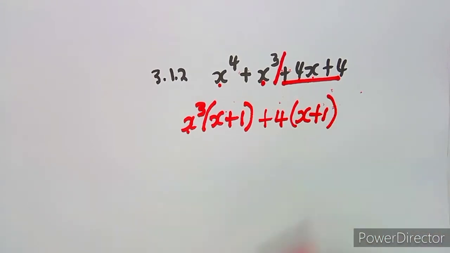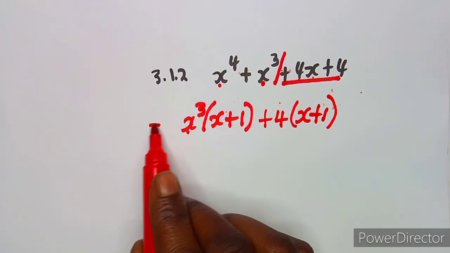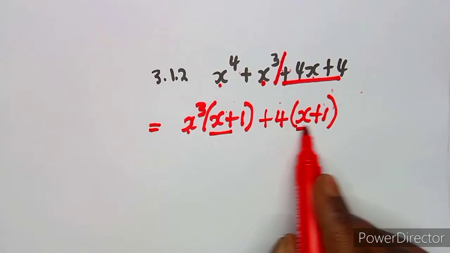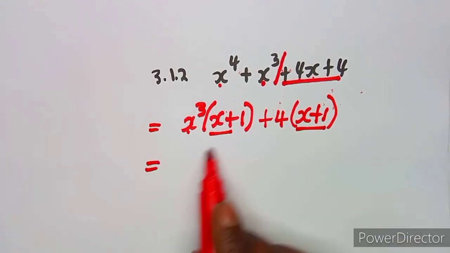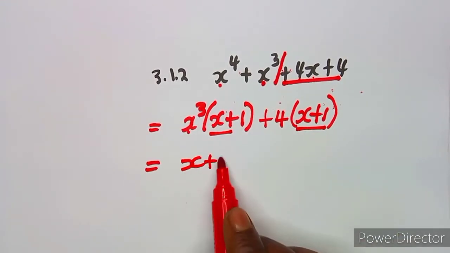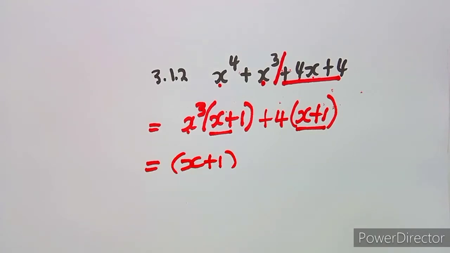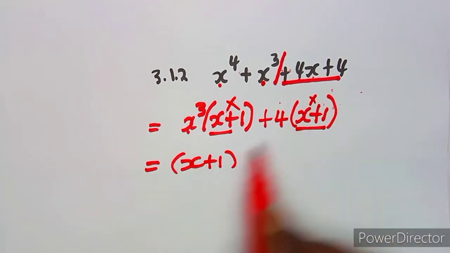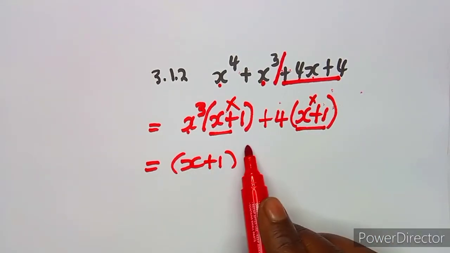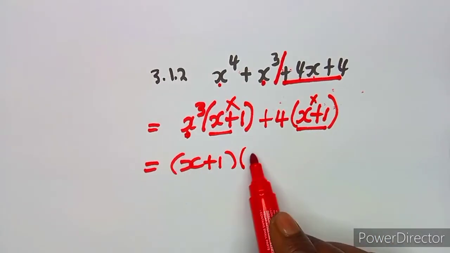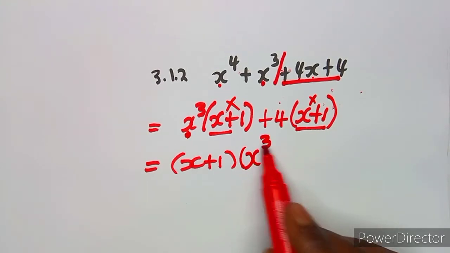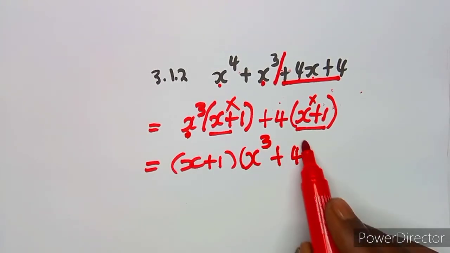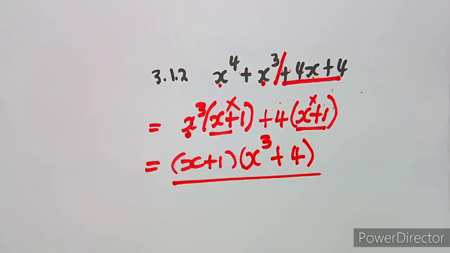So you're going to be left with x plus 1, which is now an advantage because we know that once these brackets are the same like this, you can factor out that bracket, which means you can factor out x plus 1 because it's common. So we've taken out this bracket, you have factored out x plus 1. So what are you going to remain with? You're going to remain with x to the exponent of 3 plus 4. So this is what you're going to remain with at the end.